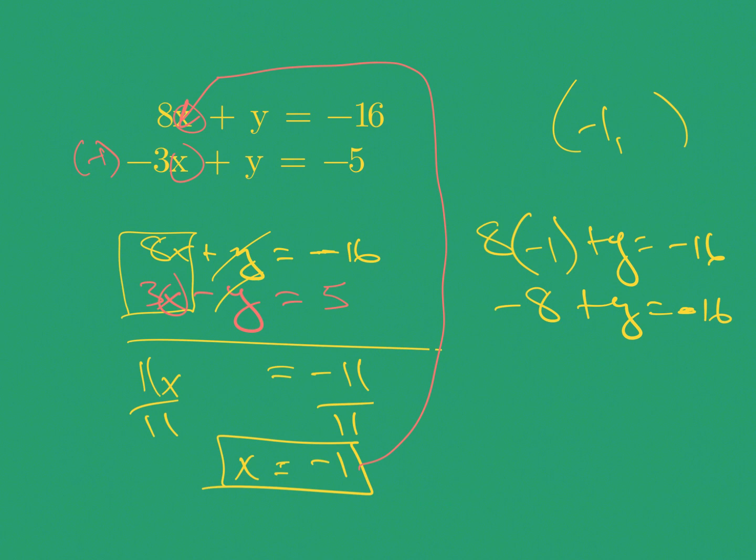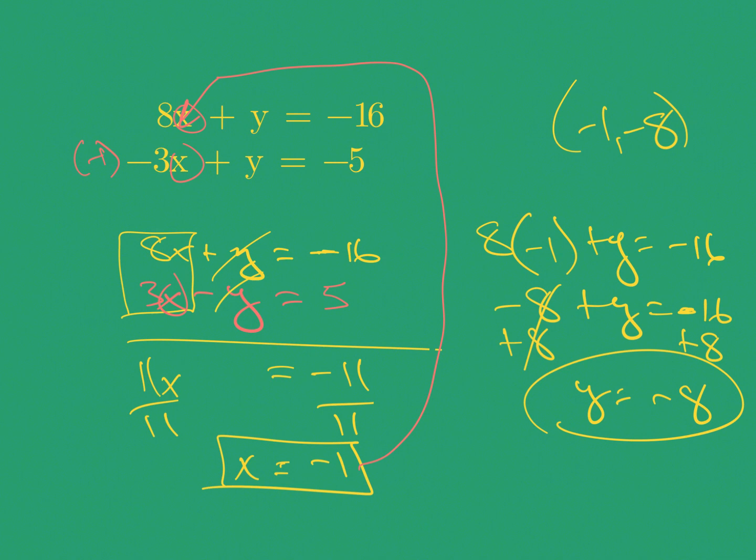How do we get rid of negative 8? So there you go, add it. Negative 8 plus 8 goes away, right? The opposite of negative 8 is positive 8, so we want to add 8 to both sides. What's negative 16 plus 8? Negative 8. There's your y value.